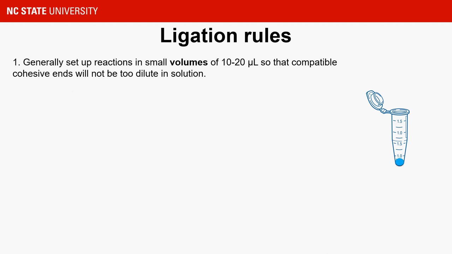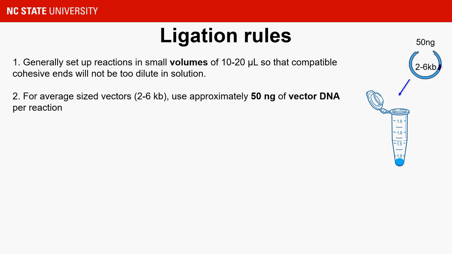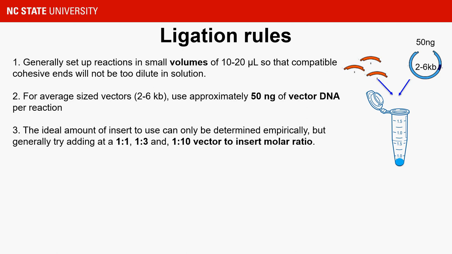There are several rules for ligation. In general, we will set up the reaction in a small volume of 10 to 20 microliters so that the cohesive ends will not be too dilute. We usually use 50 nanograms of DNA for an average size vector. The ideal amount of insert can only be determined case by case, but in general, we will try to add the insert at 1:1, 1:3, and 1:10 vector to insert molar ratio.